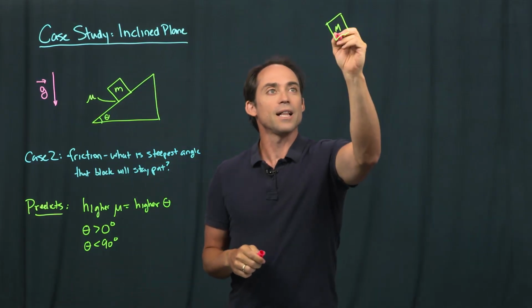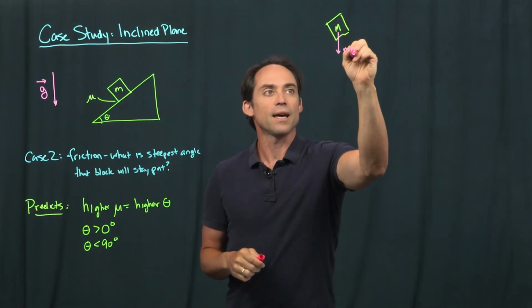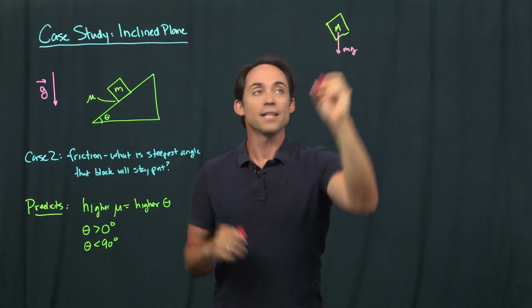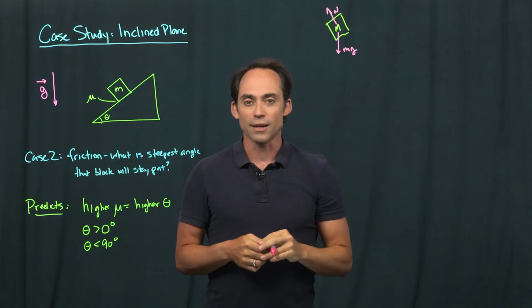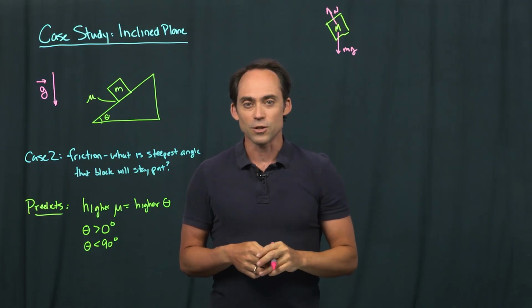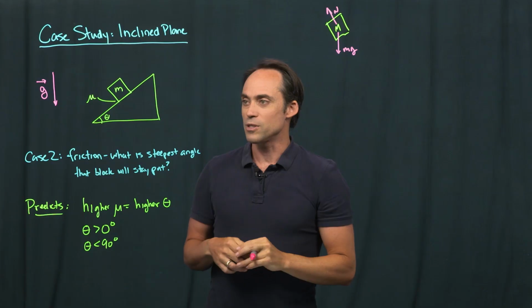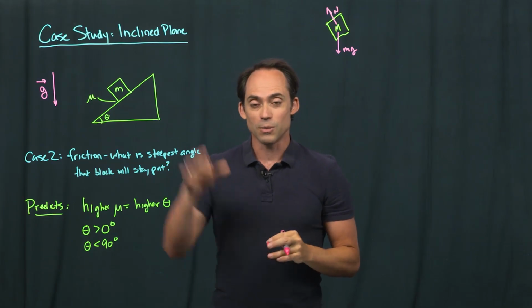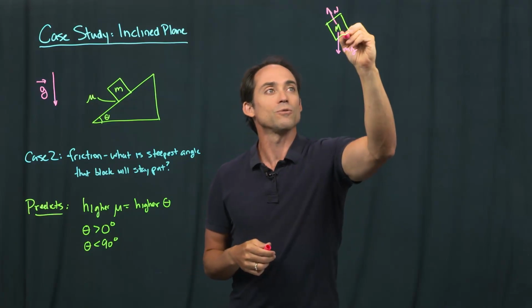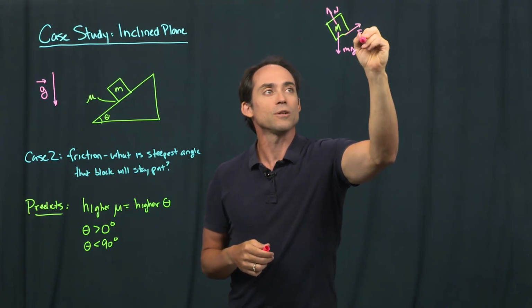And as in the last problem, it's got a weight, mg. It's got a contact force, which is the normal force. And in this case, since we have friction acting on the problem, it's going to have a friction force as well. And that friction force is going to act in the direction opposite of which the block would move, which would be downwards. And so we'd expect this friction force to point in this direction.